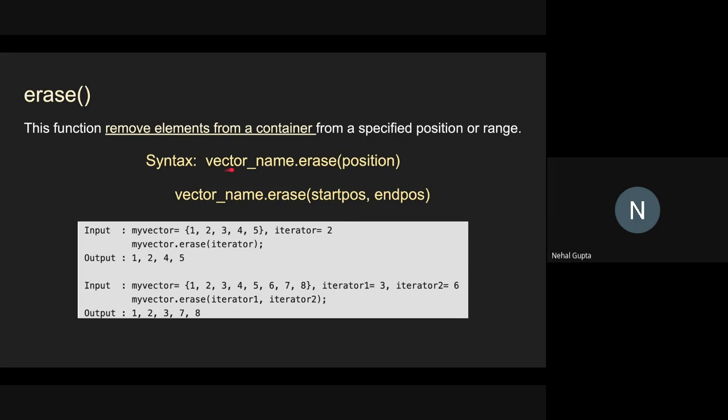The first way is that you write vector name dot erase and then position. This will simply delete one element from that given position. The other way to do this is vector name dot erase and start position till end position. This is where the erasing happens, this is where the erasing ends, right? So all the elements between this range will get deleted.